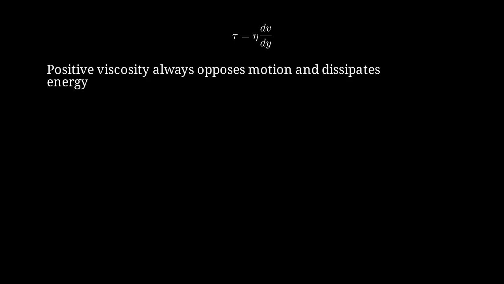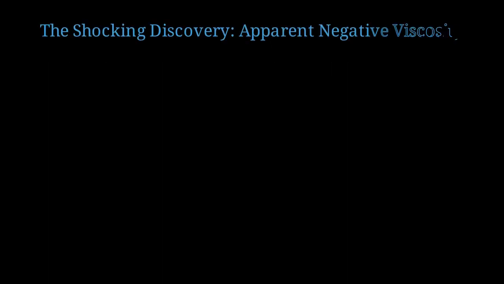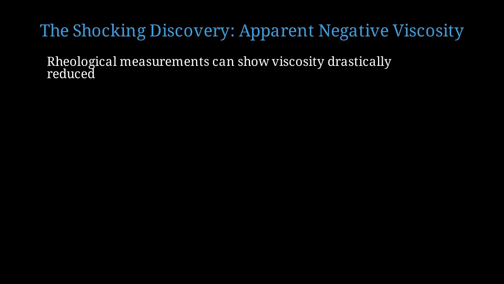Crucially, in all normal materials, viscosity is positive. It opposes relative motion between fluid layers and dissipates kinetic energy into heat. Now here's where things get truly remarkable. When you suspend many catalytic Janus particles in their fuel solution and measure the viscosity using embedded probe particles, something astonishing happens. Rheological measurements show that the effective viscosity can be drastically reduced compared to the pure solvent.